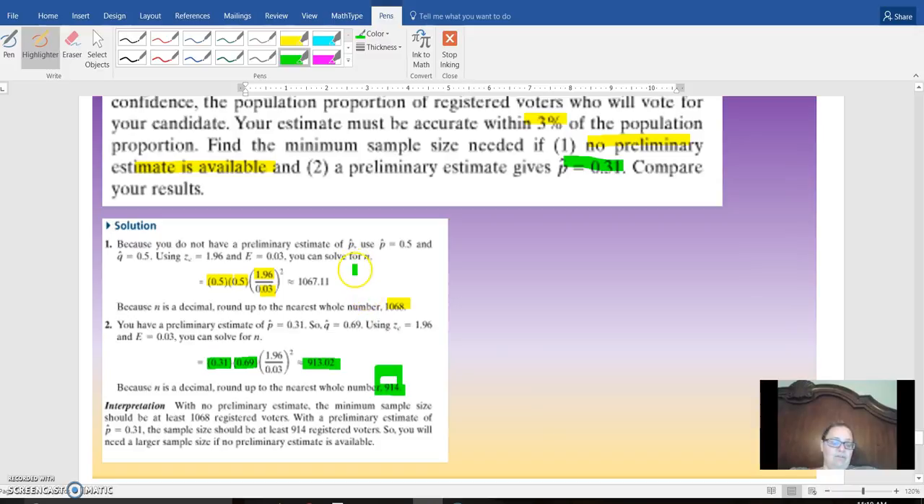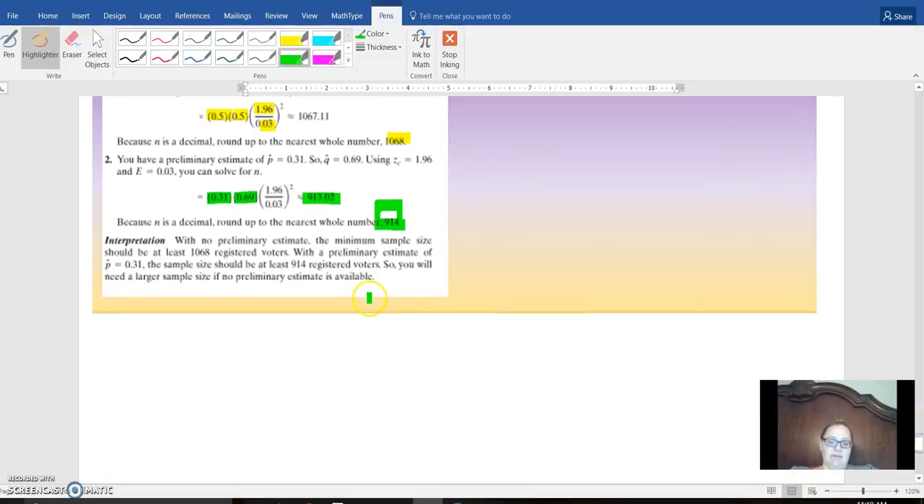So if you hadn't done a survey yet to figure out if your candidate would be good, and you want at least 50% of the people to vote for him, then you'd have to ask 1068. If you had done a previous study, then you would need to ask 914. Okay, and so this really tells you that if you don't have a previous study or previous estimate, then you need a larger sample size that very first time.